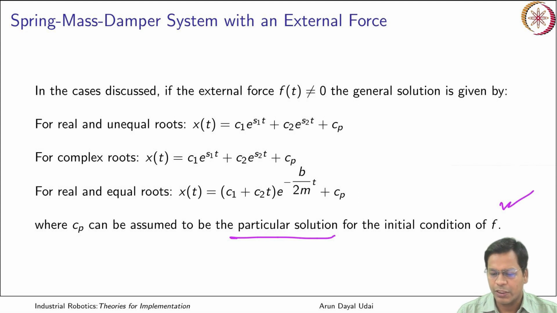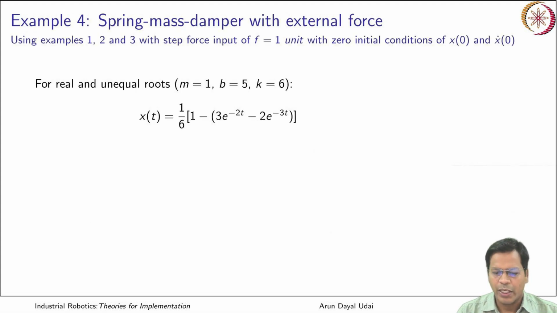Okay, so that is with the initial condition of F, you can find out the value of Cp in all these. Let us just see a few examples. So for real and unequal roots, the equation that we have taken, we started with the same one, example 1. I have put it once again over here. M is equal to 1, B is equal to 5, K is equal to 6. The characteristic equation remains the same. So the roots go here, S1 and S2 will come here. The only thing that has changed is the Cp value.